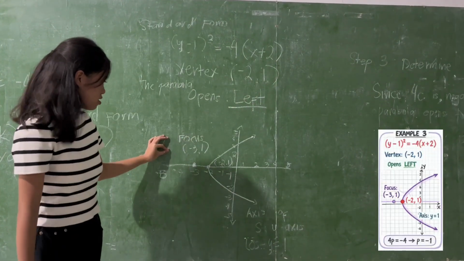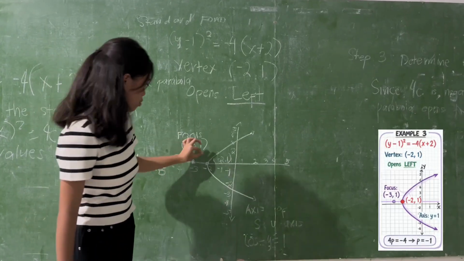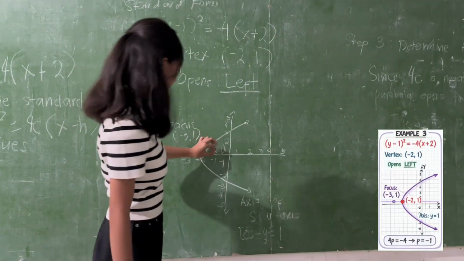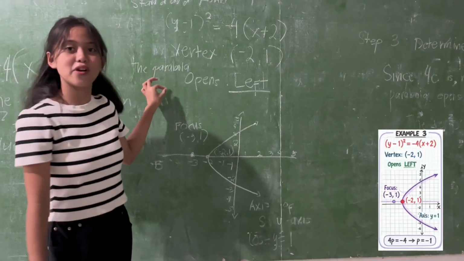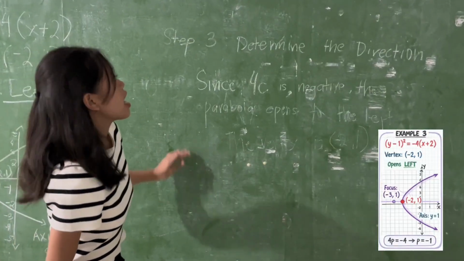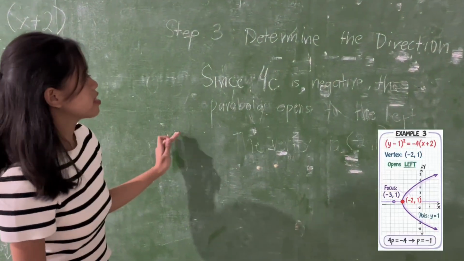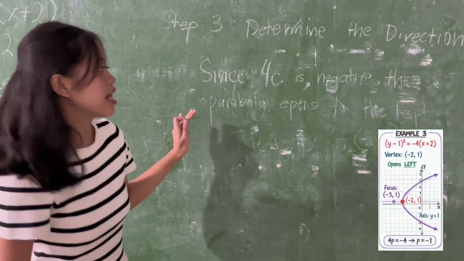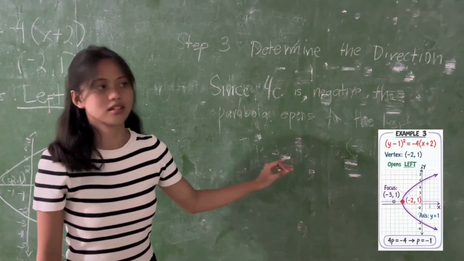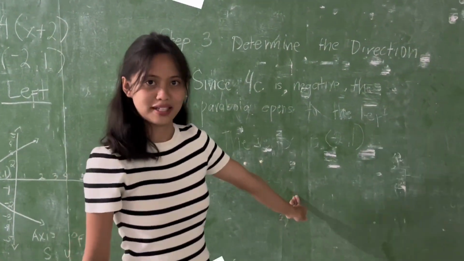And our focus is (negative 3, 1). And our vertex is (negative 2, 1). And the parabola opens left. Step 3. Determine the direction. Since 4c is negative, the parabola opens to the left. So the vertex is (negative 2, 1).